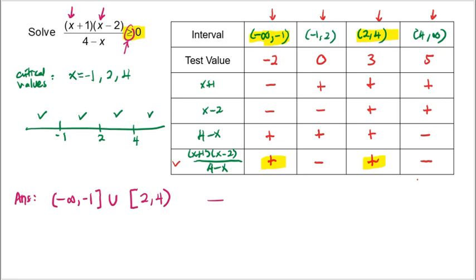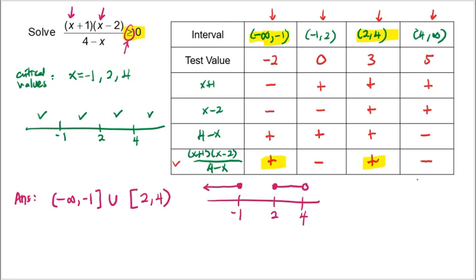If you want to write it on the real number line, we have -1, 2 and 4. It will look something like this. It goes this way, and from 2 to 4, 2 is included but 4 is not included, therefore you have a hole there. So this is our final answer for the real number line form.